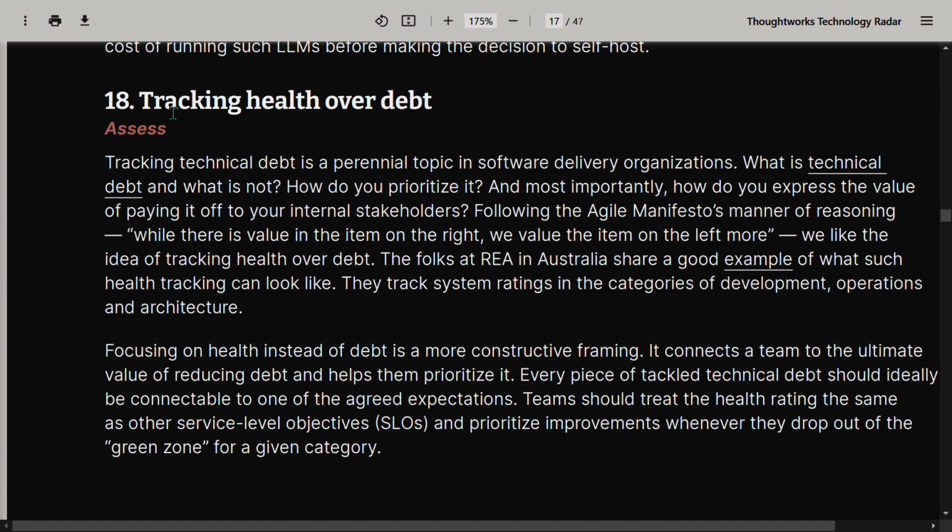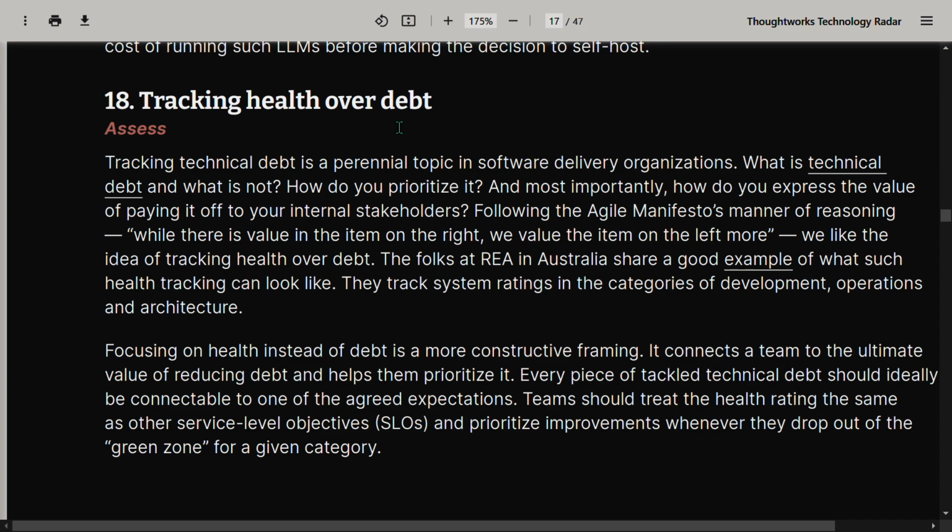Technology Radar, item number 18, tracking health over debt. It's in assess. Assess means it might be good to consider this. It's not as good as adopt. Adopt is better. Adopt means we had good experience. You can adopt this. It's not as bad as hold. Hold means continue with risk, continue with caution. So assess this. Check if this suits you.